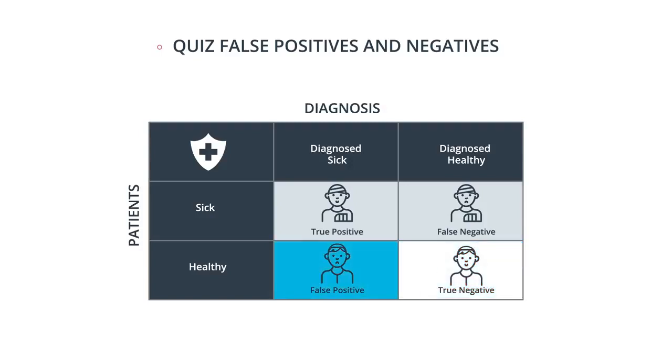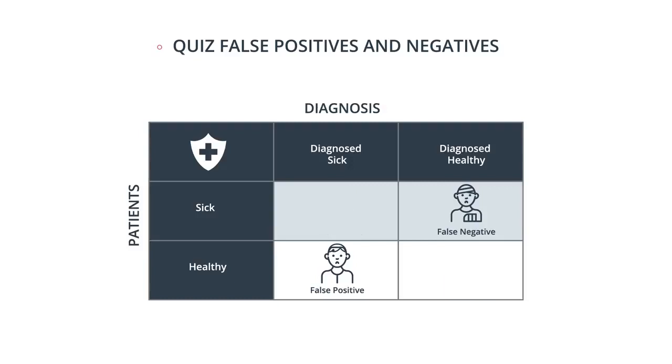A false positive, which is when the patient is healthy and we incorrectly diagnose them as sick. And finally, a false negative, which is when the patient is sick and we incorrectly diagnose them as healthy. Now let's forget about the two correct ones and focus only on the mistakes.